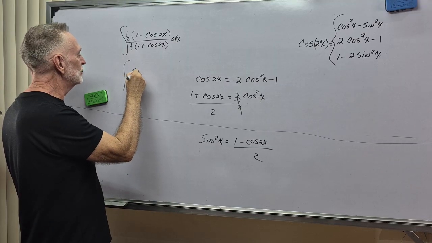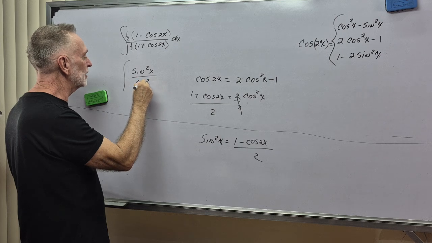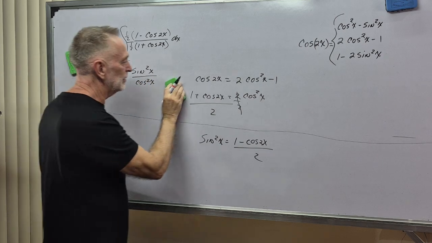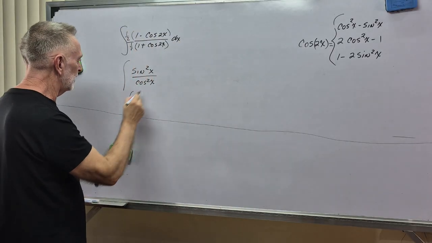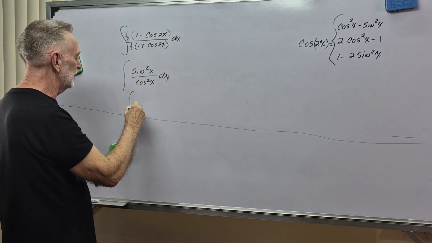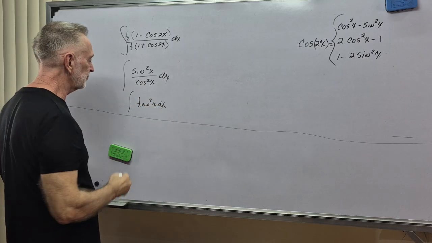I ended up at sine squared x over cosine squared x. Okay, well, what do we know about that? Well, voila. That's tangent squared x dx.